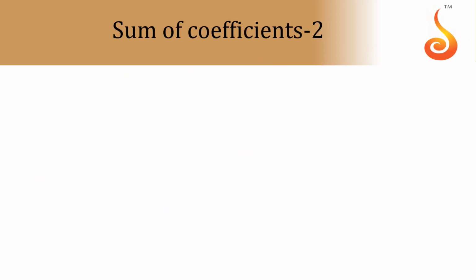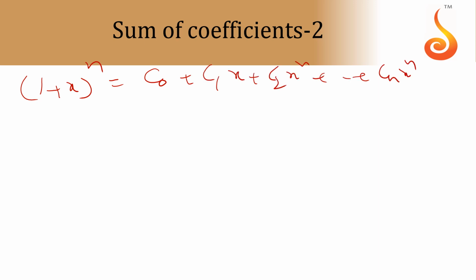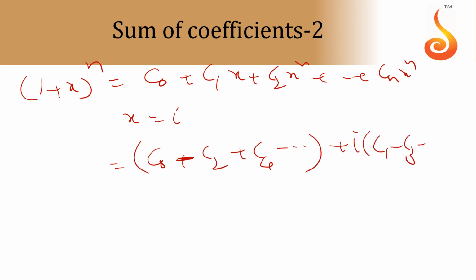Suppose we have (1 plus x) whole to the power of n. So what will you have? c0 plus c1x plus c2x square plus so on, cnx power n. Suppose I substitute x equal to i. So on the right side you will have c0 minus c2 plus c4 and so on, plus i into (c1 minus c3 plus c5 and so on). So it will be (1 plus i) whole to the power of n.